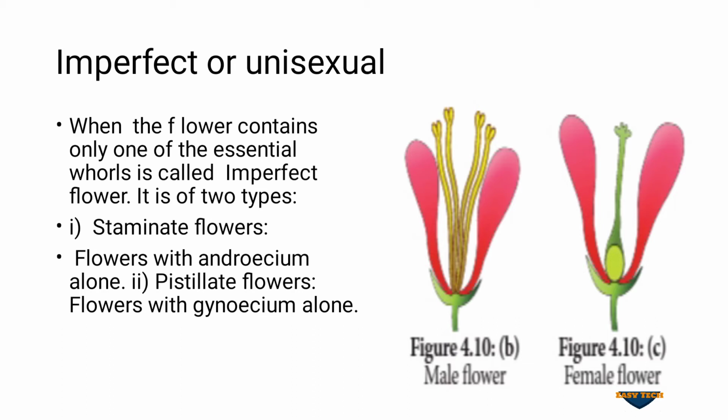Staminate flower: the flower which has only the androecium. The stamens are seen here in this picture, so this flower is a staminate flower. If the flower contains only the gynoecium, that is, the essential part gynoecium is present, then that flower is said to be a female flower or pistillate flower.